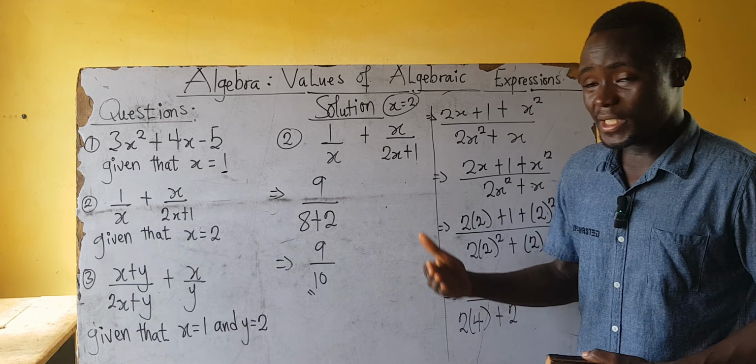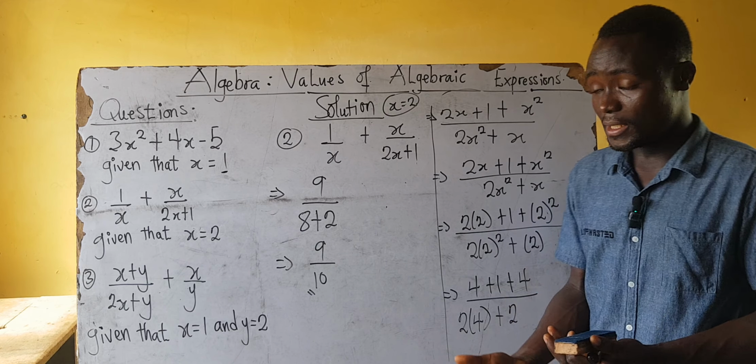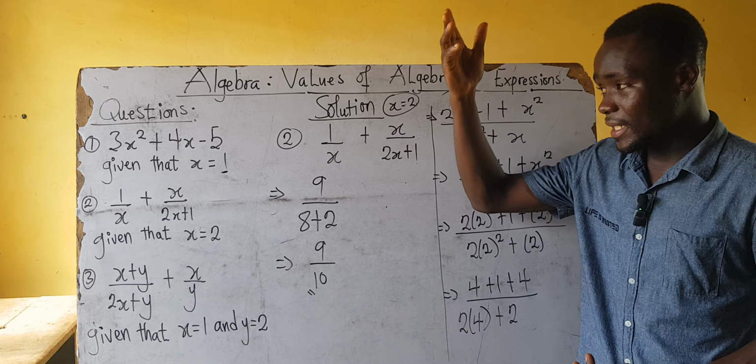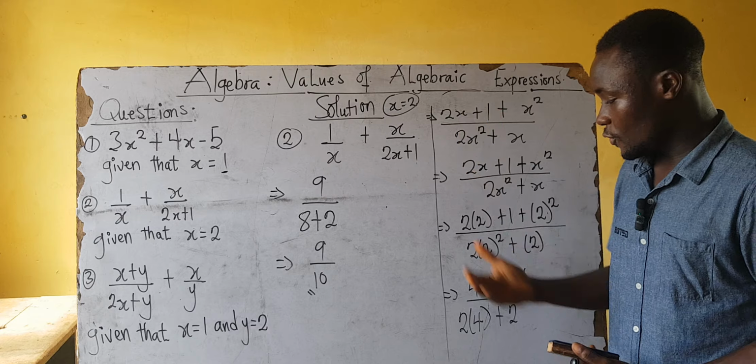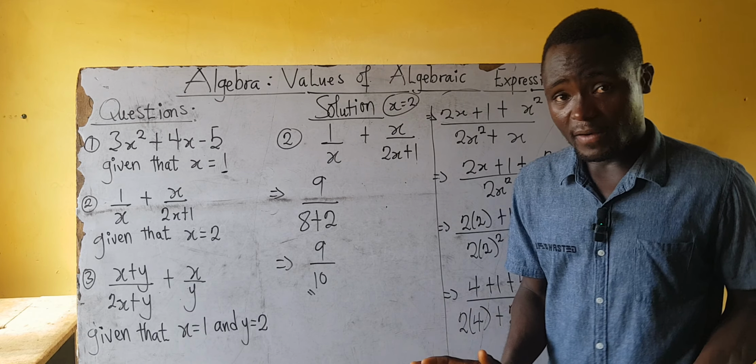Okay, so whichever way you go about it, remember when we solve it in an alternative means, we are getting the same answer as 9 over 10 as compared to the one that we solved initially. We had 9 over 10. So whichever way you go about it, you get the same answer. I believe you are clear with that, and I believe you are following the concept.